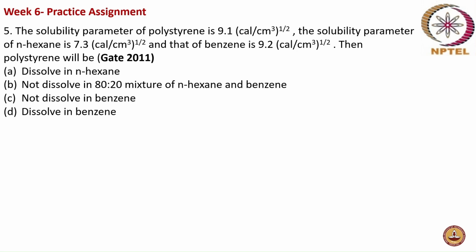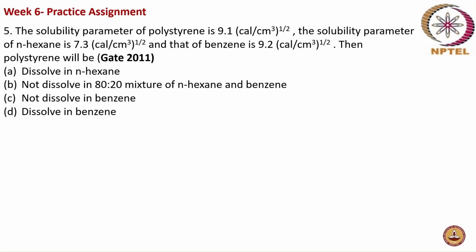Next, the solubility parameter of polystyrene is 9.1 calories per centimeter cube whole power half. The solubility parameter of N-hexane is 7.3 calories per centimeter cube whole power half, and that of benzene is 9.2 calories per centimeter cube whole power half. Then will polystyrene dissolve in N-hexane, or not dissolve in an 80:20 mixture of N-hexane and benzene, or not dissolve in benzene, or dissolve in benzene?